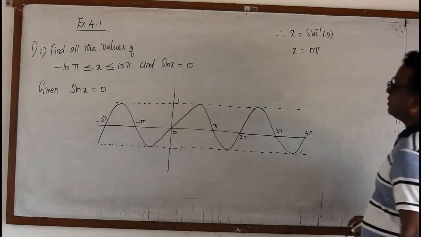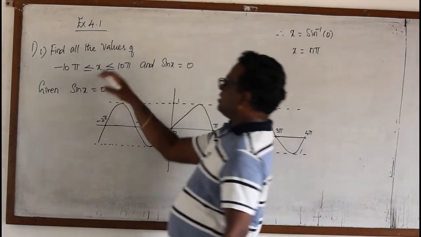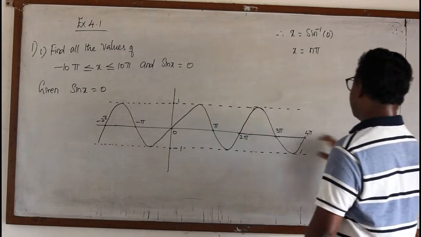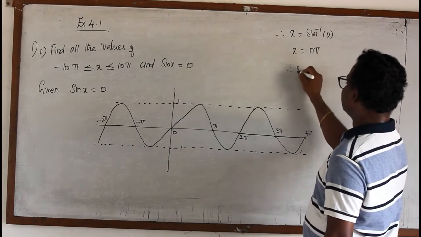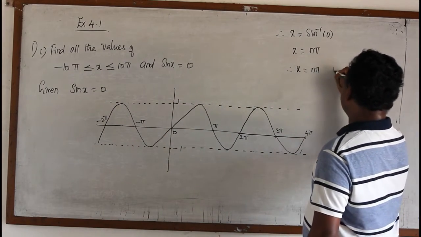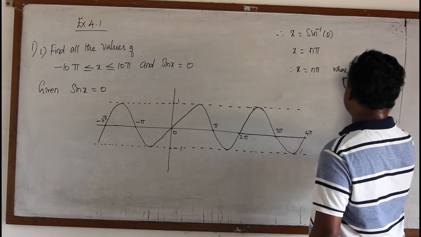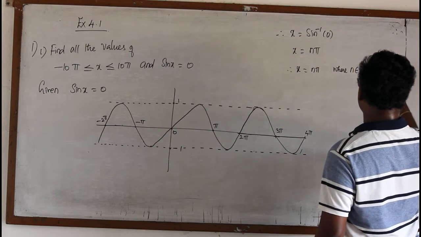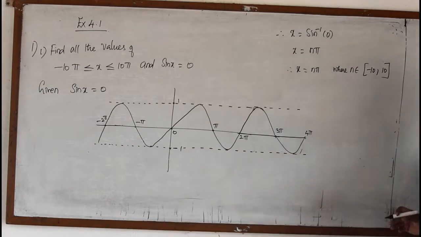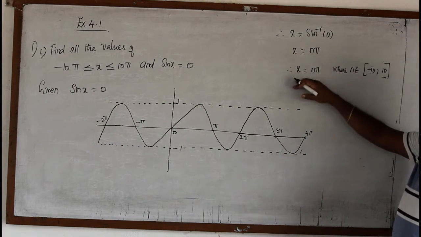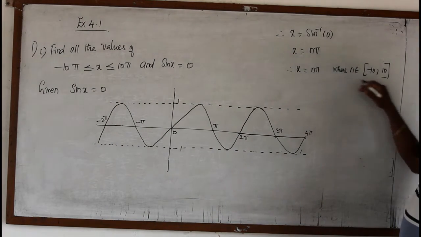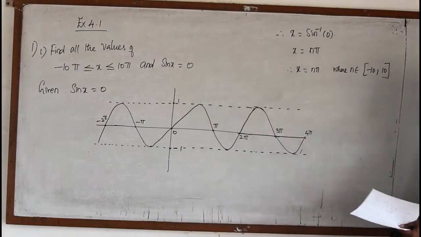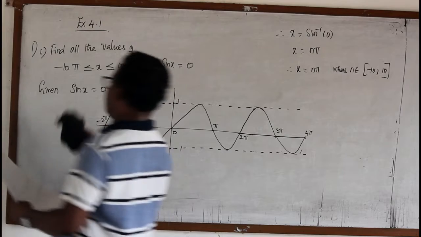Therefore, I can say x equal to sin inverse of 0, that is x equal to n pi. Minus 10 pi and maximum plus 10 pi will be existing when I prolong this curve. Therefore, x equal to n pi where n belongs to minus 10 to plus 10. So, this is the value of x. X is n pi, n takes values from minus 10 to plus 10. This is how we can do the first problem.